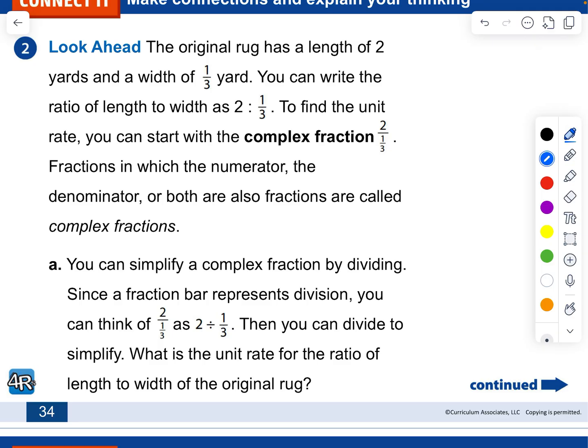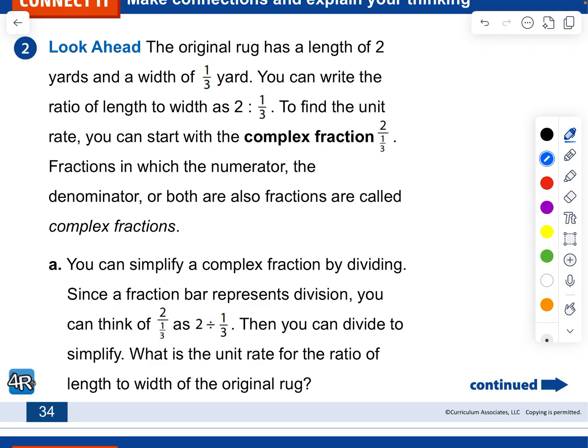Let me read that sentence again. Fractions in which the numerator, the denominator, or both are also fractions are called complex fractions. You can simplify a complex fraction by dividing, since a fraction bar represents division. So remember, we see a fraction bar and we hate it, but really a fraction bar just means division. So we can think of 2 over 1/3 as 2 divided by 1/3. Then you can divide to simplify.